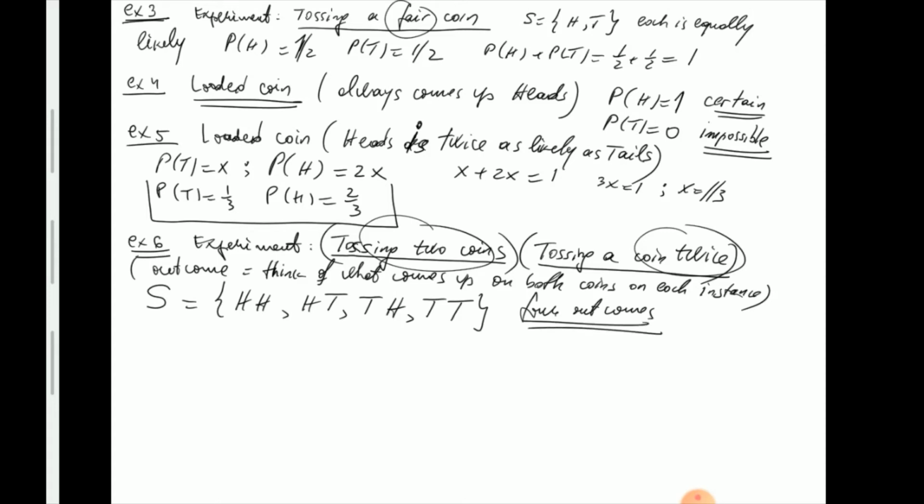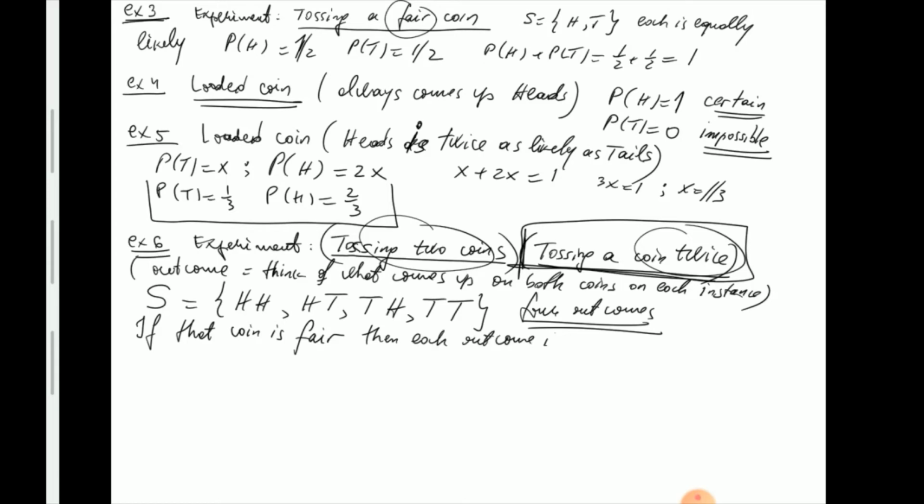And again, let's talk about tossing a coin twice. So let's focus on this second formulation. If that coin is fair, then again each outcome is equally likely. So there are 4 of them, and obviously in that case, the probability assignment will say that the probability of each of these outcomes should be 1/4.